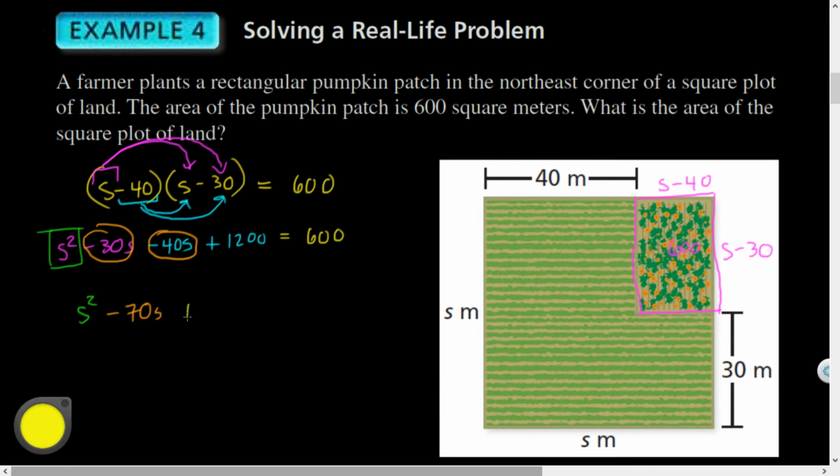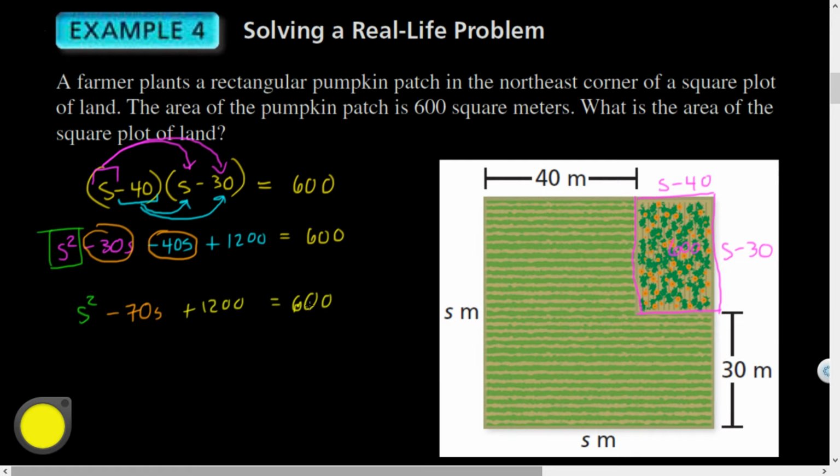And then plus 1200 equals 600. So now I've multiplied this out. I want to set this equal to 0 because when it's equal to 0, I'll be able to factor it and use the zero product property. So see if you can follow along with me here.